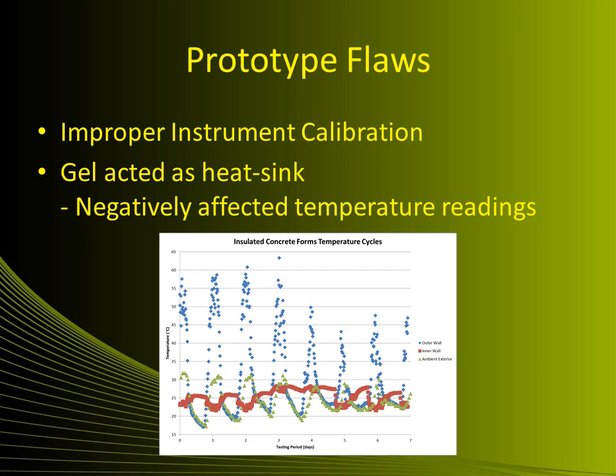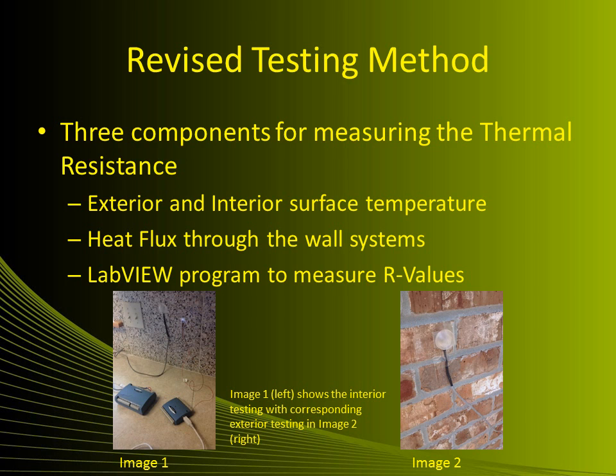Some of the prototype flaws from last semester include improper calibration of instruments. Each thermocouple we used this semester was properly calibrated prior to testing. We also used a different insulating gel, because the silicone-based gel from last semester acted as a heat sink. This caused the temperature readings to be way too high and threw off our calculations.